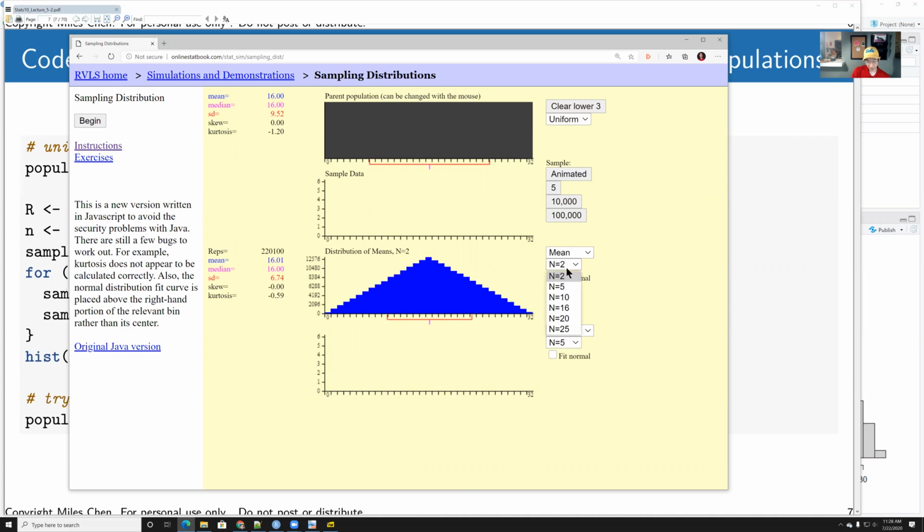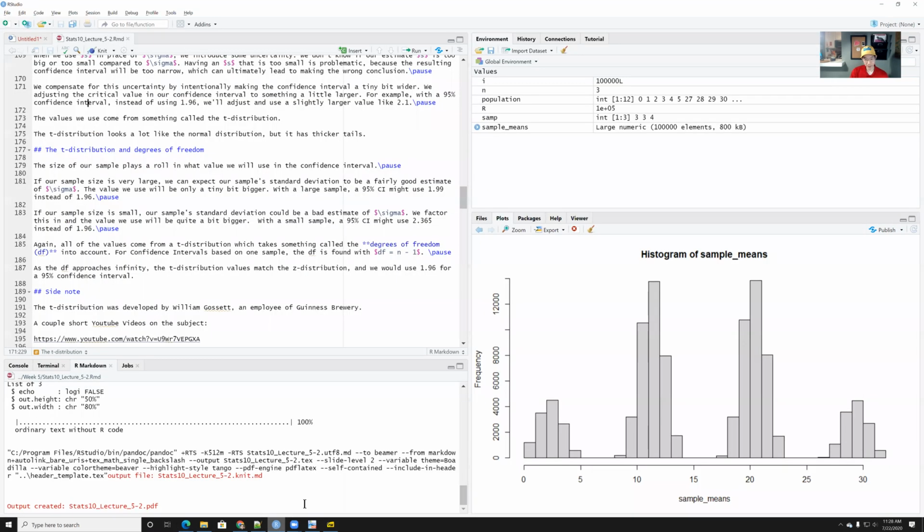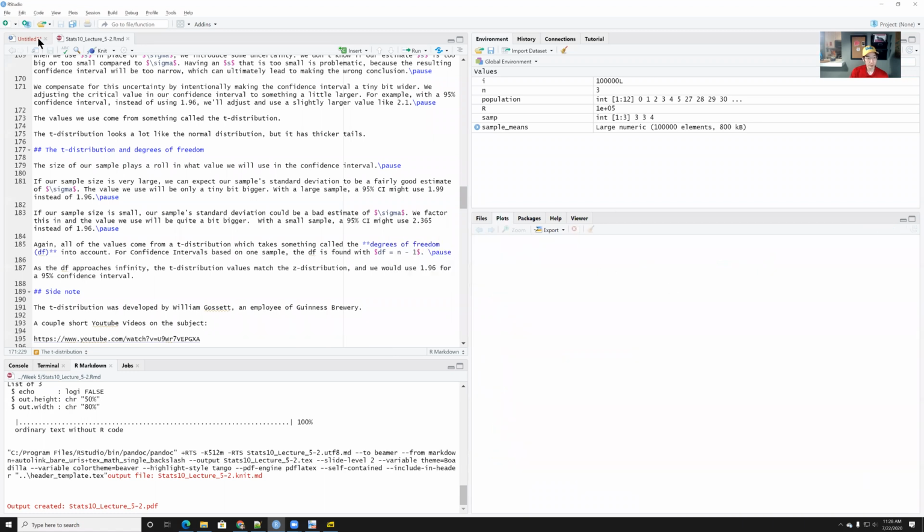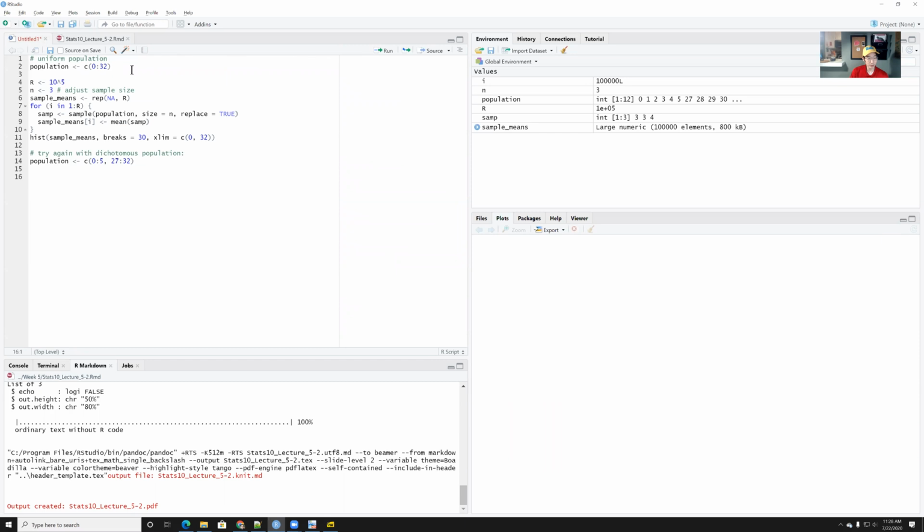Now, this app only allows me to go with samples of 2 or 5, and I just want to show you what happens when you have samples of size 3. So to code this up, I wrote a little bit of code here. Okay, so let me just show you.